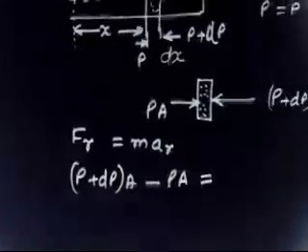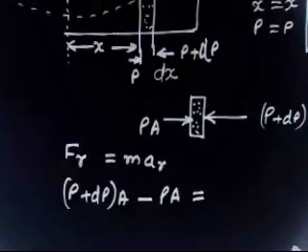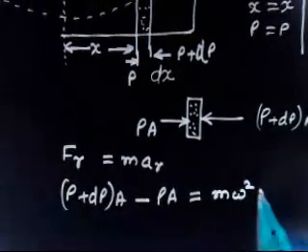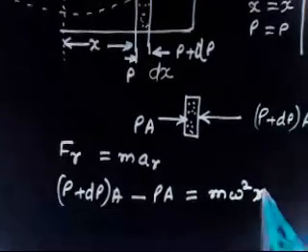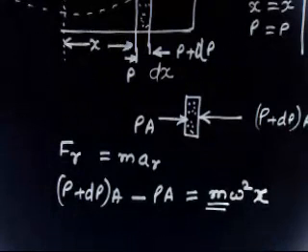Force is equal to mass into acceleration, and the acceleration is m omega square r, and r is x in this case. I have to find mass. So how will we find mass?